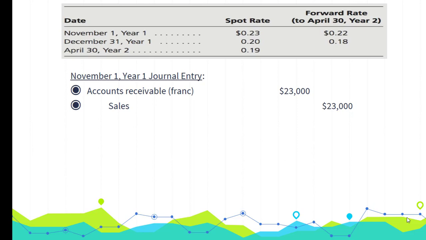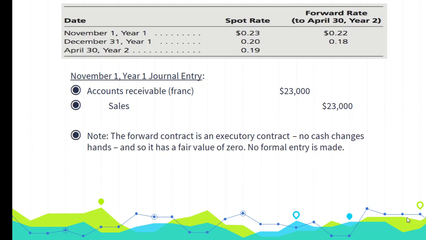But for reporting purposes, Alexandria Company will be debiting 23,000 in US dollars. So it's important to remember that all of the entries, the amounts are going to be in US dollars, so translated from francs into US dollars. The forward contract is called an executory contract because no cash changes hands. As a result, no formal entry is made at this time for the forward contract. So that is all that needs to be entered for journal entries for November 1 of year 1.